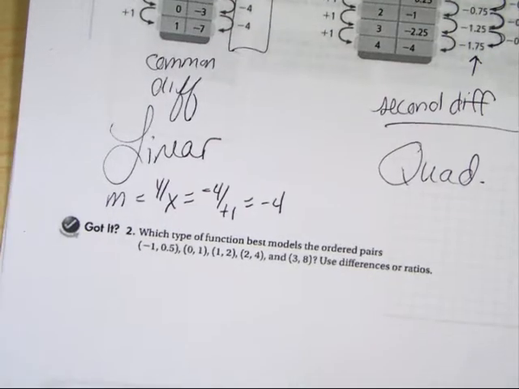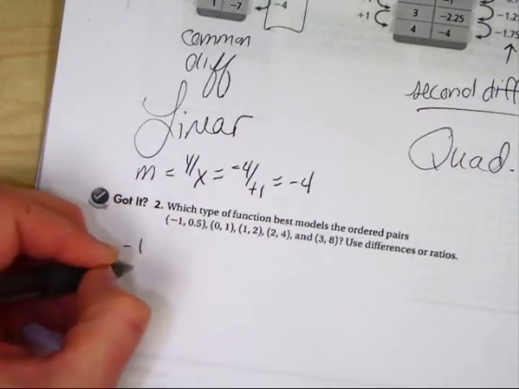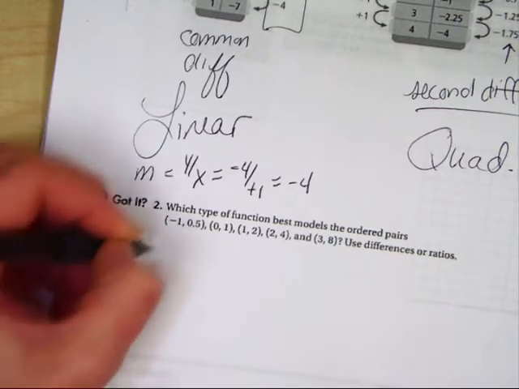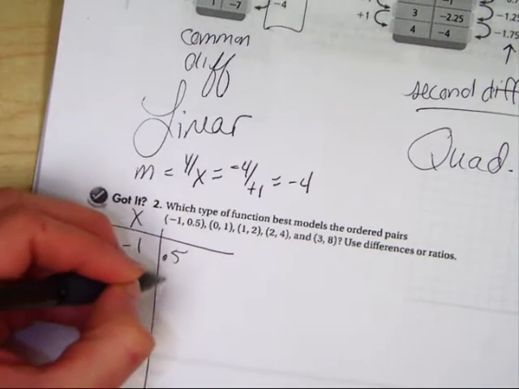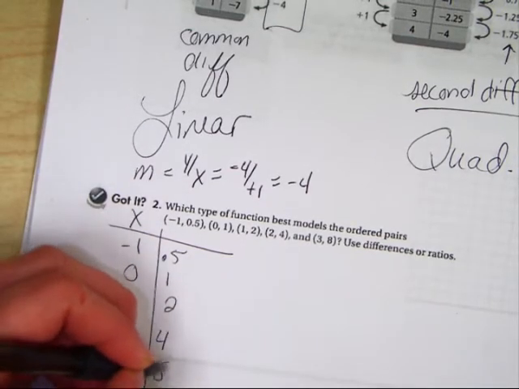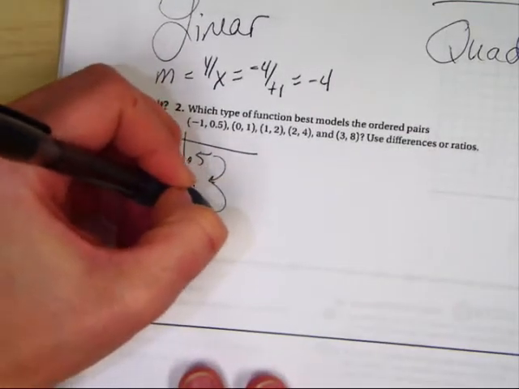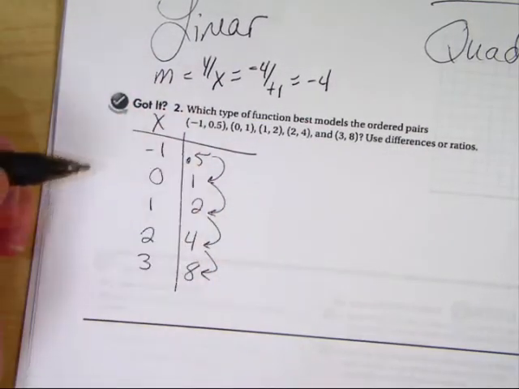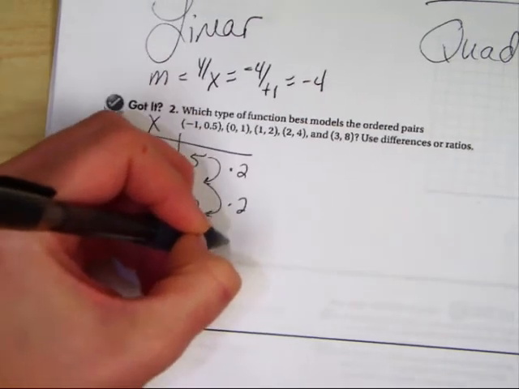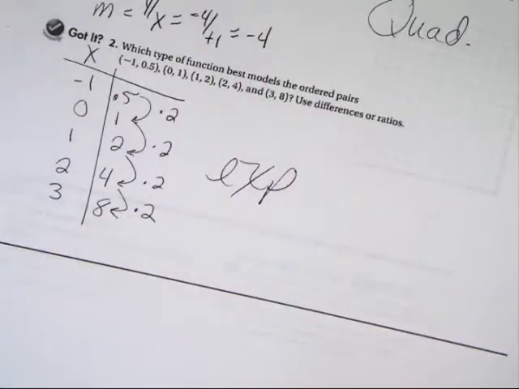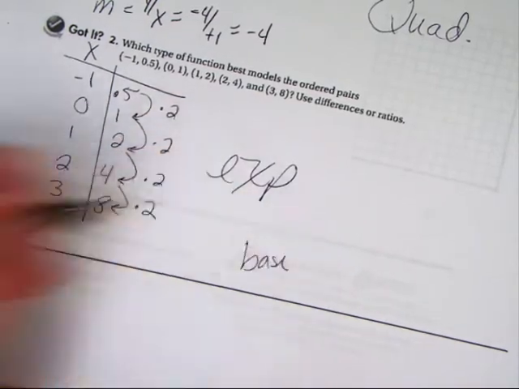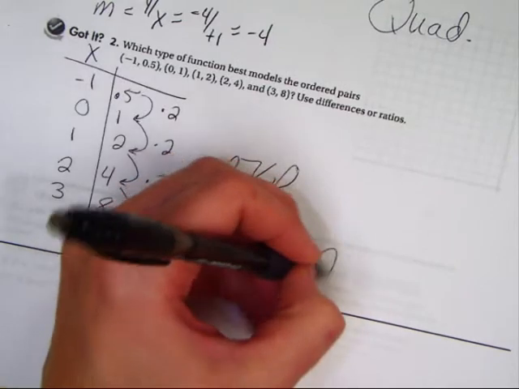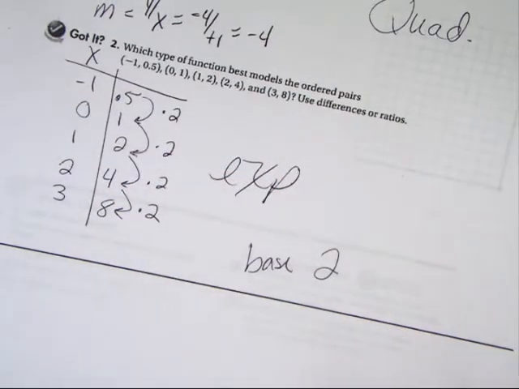Let's look at the next one. Let's list the x's from lowest to highest, and then let's list the y's accordingly. 0.5, 1, 2, 4, 8. Can you see that each one, it's not getting added the same, but each one's getting multiplied by 2. What that means is that this one's exponential. Now you should be able to tell me what the base is. We have done this. The base is a 2. Just a little bit of a review.